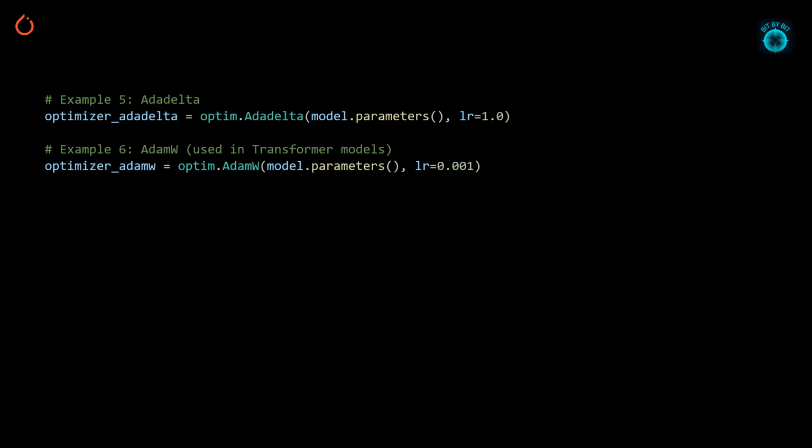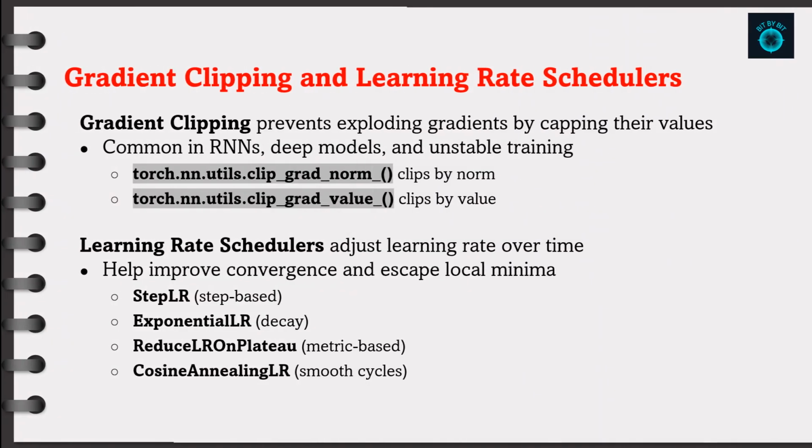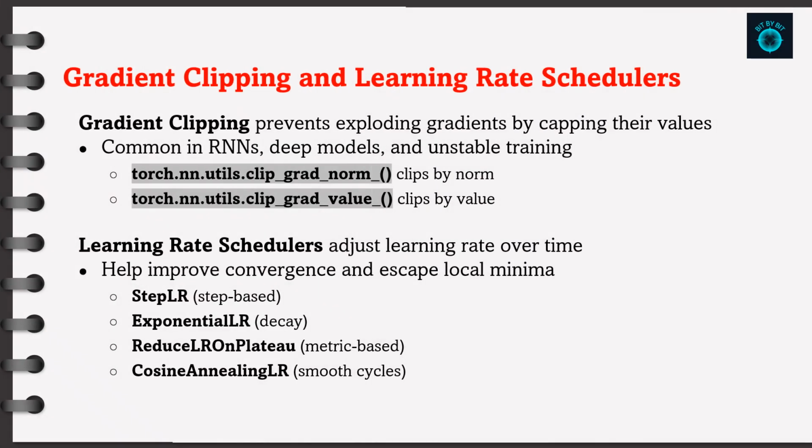Finally, AdamW is widely used in transformer models and is preferred when using weight decay properly. Each optimizer is initialized with the model's parameters, and you can swap them in your training loop depending on your task. This slide introduces gradient clipping and learning rate schedulers, two techniques that improve training stability and performance.